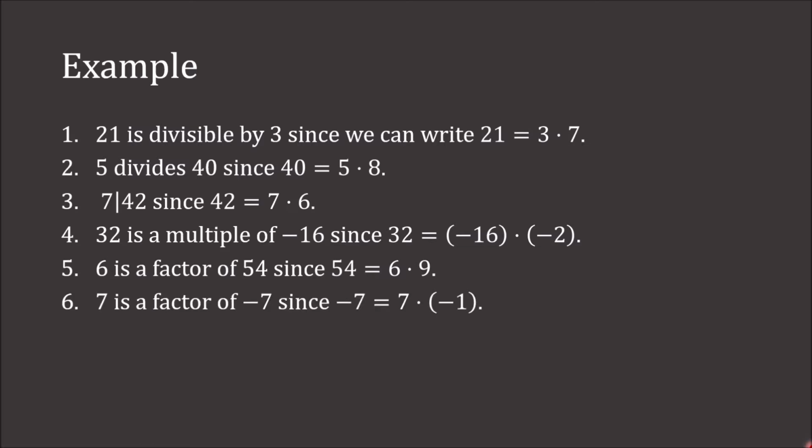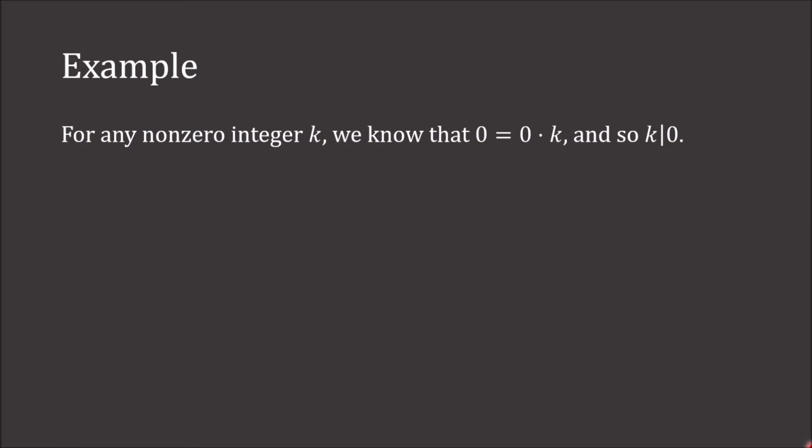And 7 is a factor of negative 7, since negative 7 is equal to 7 times negative 1. Now, for any non-zero integer k, we'd be able to write 0 as 0 times k, right? 0 times anything is 0. And so k divides 0. So any non-zero integer k divides 0, which is to say 0 is divisible by every non-zero integer.